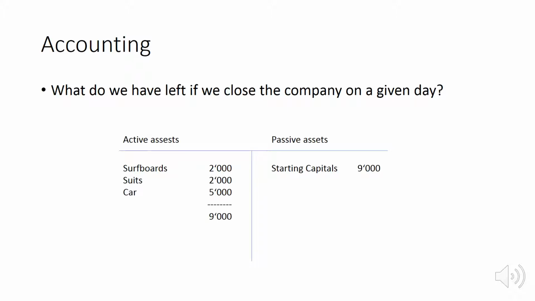So we can compare our active assets, which means our surfboards and car, and our passive assets, which is the starting capital given to us by lenders. So ultimately we see that if we sell our company, we will have $9,000 worth of materials, which we'll have to pay back to our lenders. So the net value of our company is zero.